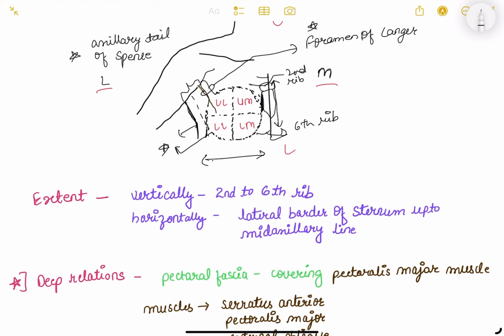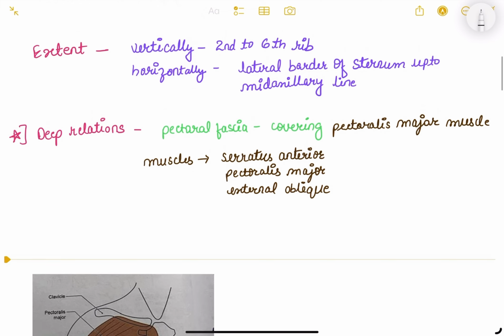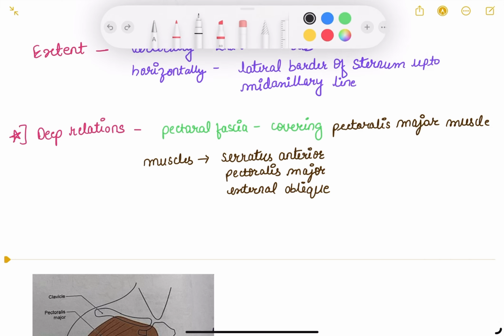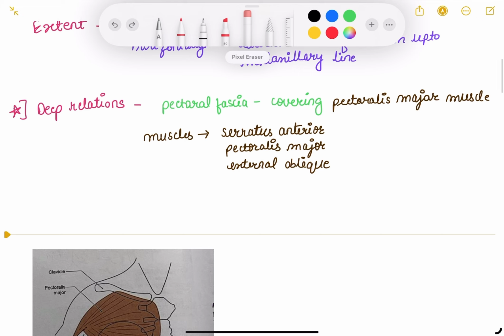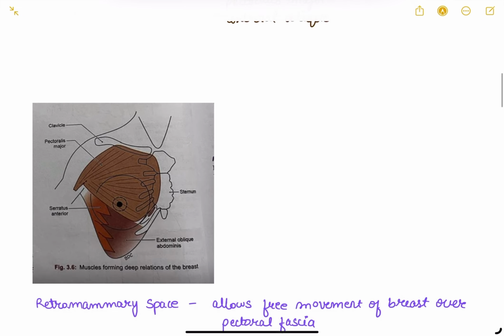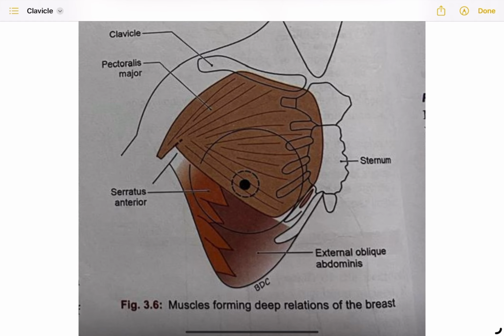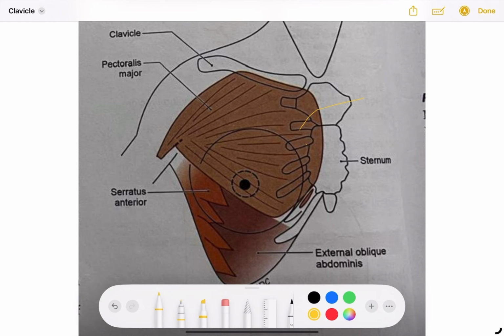Now let us look at its deep relations. So the breast lies on the pectoral fascia, which covers the pectoralis muscle. Now the other muscles that are lying deep to the breast are serratus anterior, pectoralis major and external oblique. You can see in this diagram, this is our pectoralis major muscle, this is our serratus anterior, and this is the external oblique muscle, which is a muscle of the abdomen.